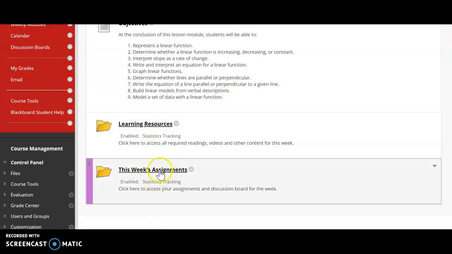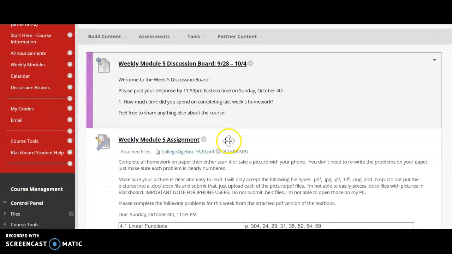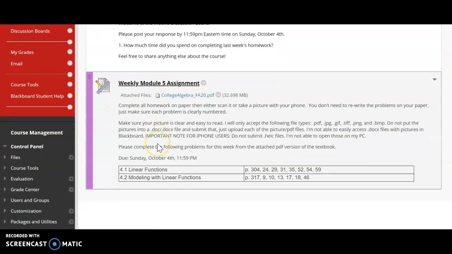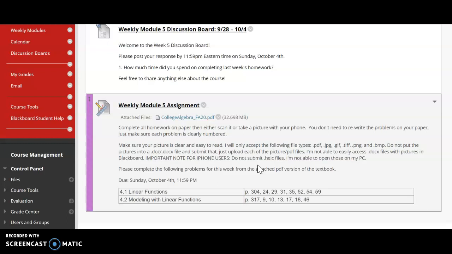After going over the learning resources folder, we have our weekly module 5 discussion board. Please answer this one question: how much time did you spend on completing last week's homework? I got more emails asking for specific questions last week, especially on chapter 3.3. Please feel free to share anything else if you want. And we have our weekly module 5 assignment posted. Both of these assignments are due on Sunday, October 4th, 11:59 p.m.